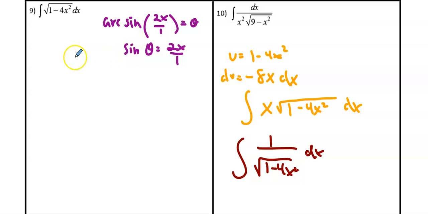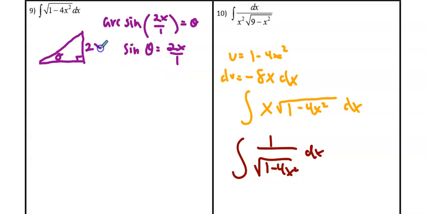Now, why is that important? Well, let's go ahead and draw ourselves a right triangle, and we're going to put a theta here. And by the way, if any of you guys are confused about how I was able to get this, go back to lesson 17, I want to say video number 3, and I can show you where this formula came from. So we have sine of theta equals 2x over 1.